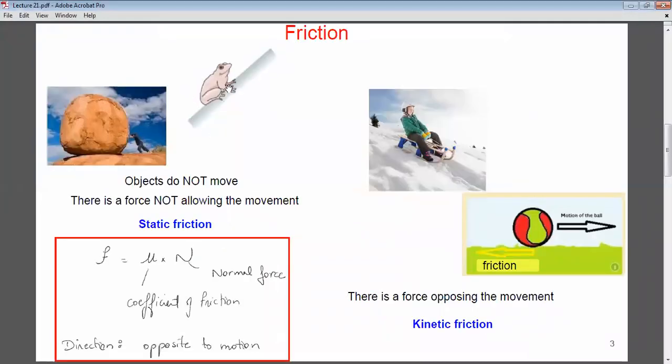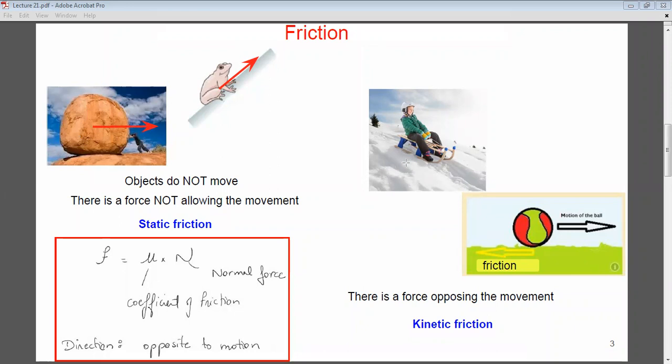Okay, where do we observe this friction force? A frog resting on a slope. How come it's resting? Why is it not falling down, for example? It should go downward, right? It should fall down the slope, but it's not. It's because there is a friction force upward. This rock, the lady is pushing it, but the rock is not moving. This is because there is a friction force in the opposite direction.